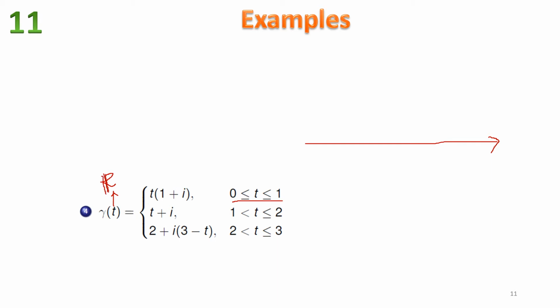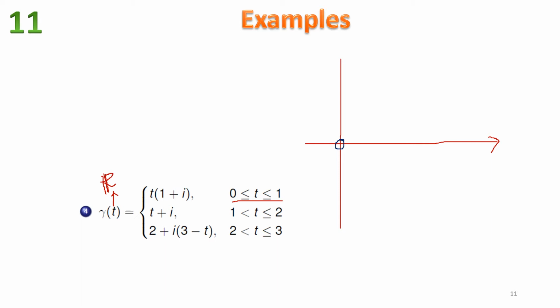Now when t is 0, 0 times 1 plus i will be 0. So it will map onto 0. So here the point that I want to state is at the origin. So the real number 0 is mapped in the complex plane at the origin.